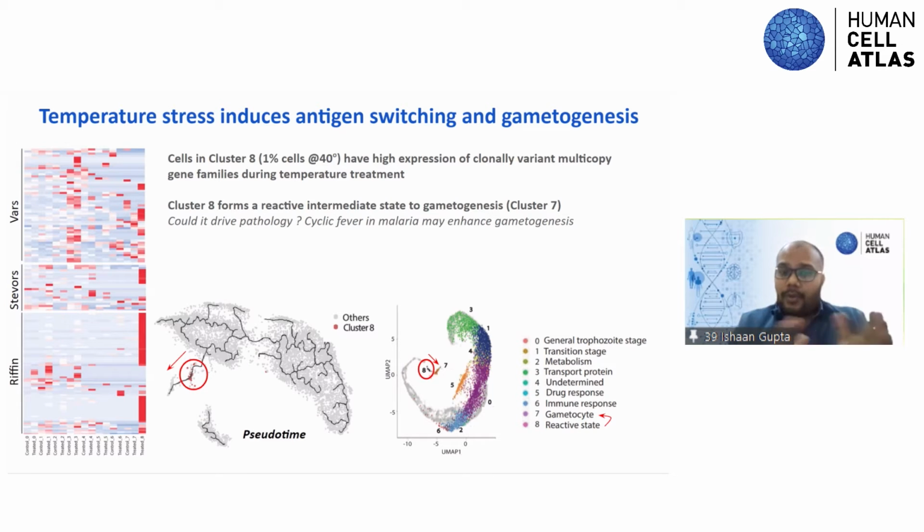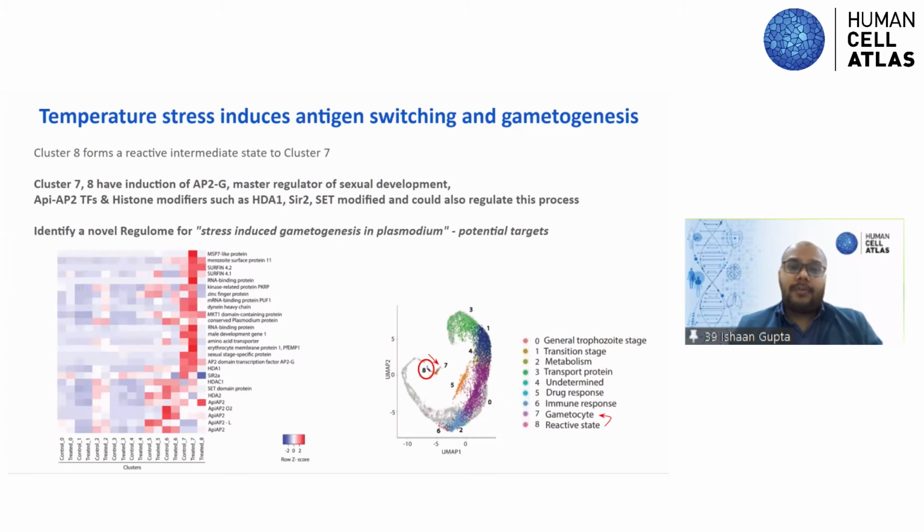And if we specifically look at both these clusters, we find the expression of certain master regulators of sexual development, such as AP2-G. This gene is of high interest, people are currently trying to knock it down and understand how it affects the Plasmodium life cycle, and it is also a good drug target. Along with it, you have overexpression of certain transcription factors that are talking to this AP2-G, and a lot of histone modifiers that could regulate this entire process in a temperature stress specific manner. So what we propose is that we have identified a novel regulome, which is playing a role in stress-induced gametocytogenesis in Plasmodium, and these could be potential drug targets.